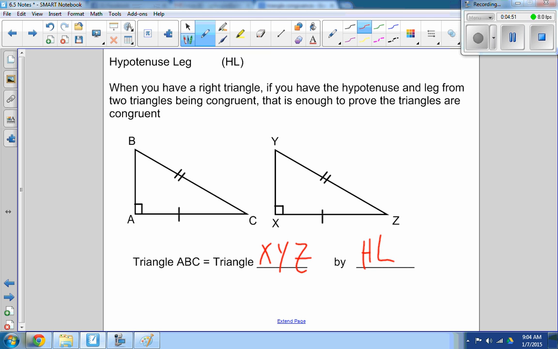Now, some of you might be wondering, well, isn't this just side, side, angle? It actually is. Look, a side, and then an angle not between them. That only works, side-side-angle only works when it's a right triangle. But we don't call it side-side-angle, we call it hypotenuse leg, because only a right triangle has a hypotenuse.